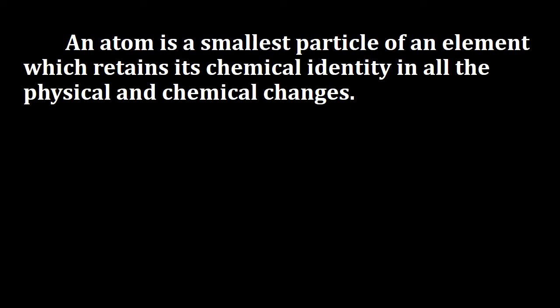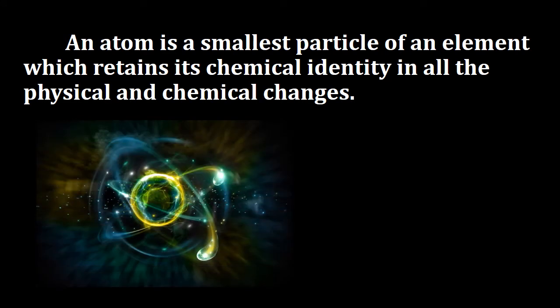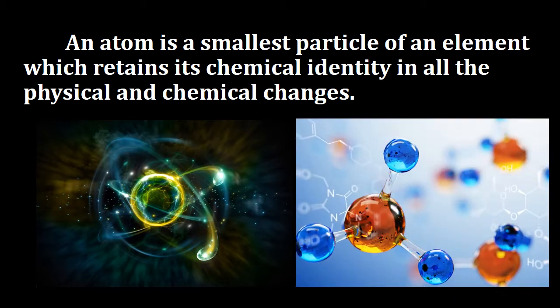An atom is the smallest particle of an element which retains its chemical identity in all the physical and chemical changes. Atoms come together to form molecules, which are building blocks of substances. Molecules are formed by chemical combination of atoms. Molecules of a few substances contain only one atom, while some molecules are formed by two or more different types of atoms.